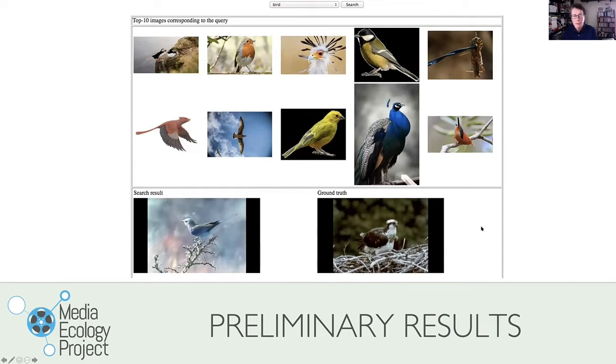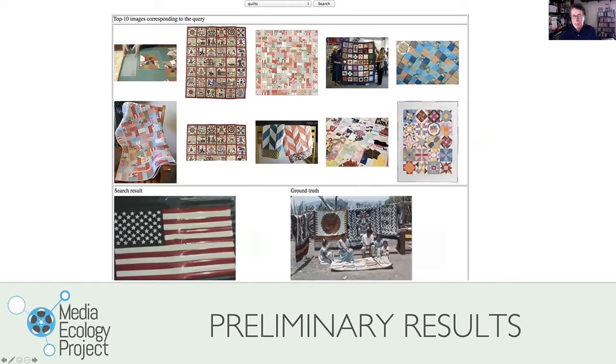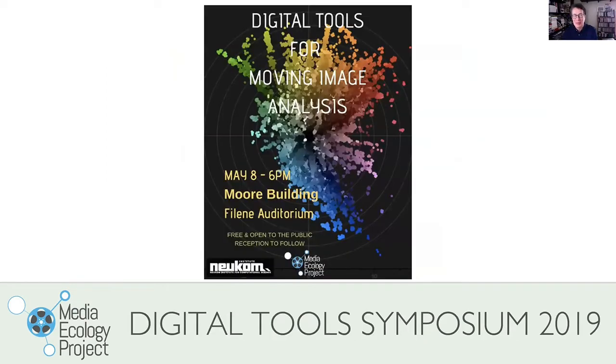So this one is for a bird. This is one for a map: ground truth, search result. Quilts, this one surprised us a little bit. You love being surprised by the results. This is like a metallic version of the American flag, which is a kind of quilt. So you learn things, which is wonderful.